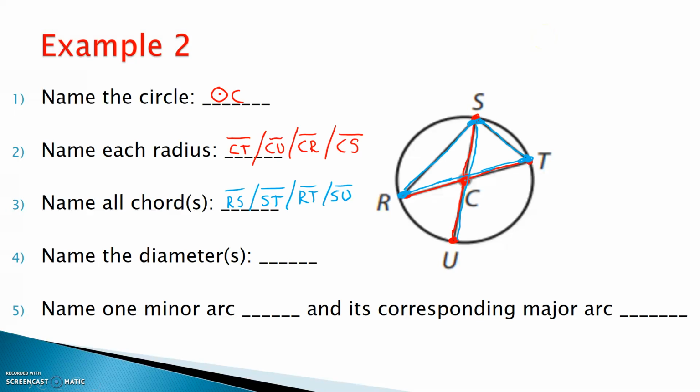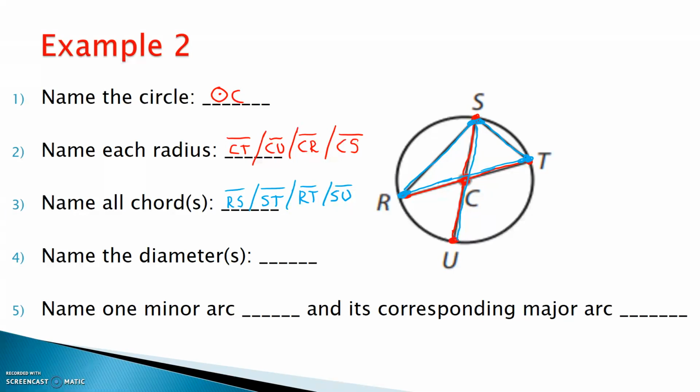I got a little head start here because I'm running out of time. So again, the circle, how do I name it? Well, the center is C. So we use a little circle symbol, and we put C. Now the radius, there's actually more than one. The first one went from C to T. The next one was from C to R. And the last one was from C to S. Those were all my radii.